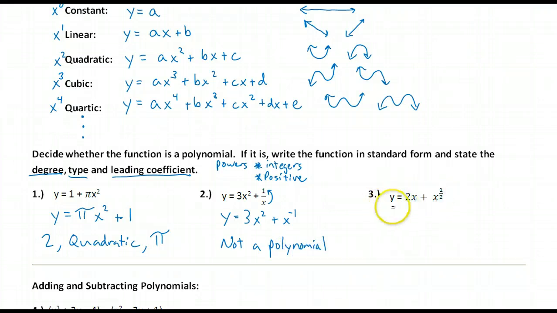If I look at the last example, 2x to the first power, that's all right, plus x to the 1/2 power. 1/2 is a rational number, but it is not an integer. So this is not a polynomial.